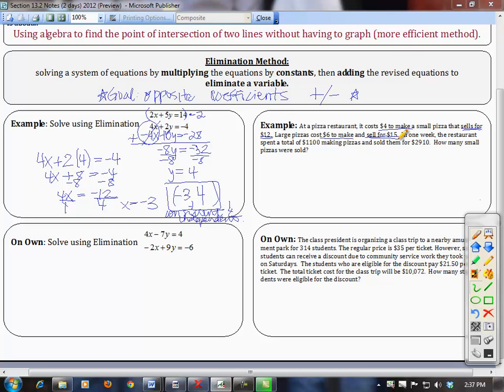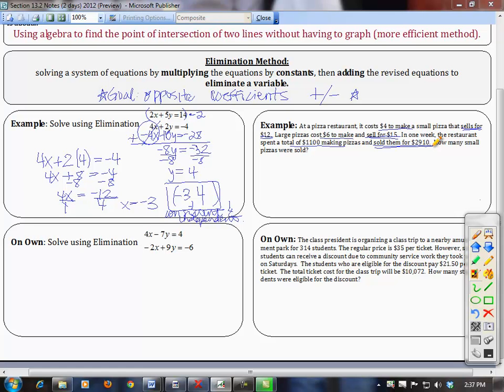In 1 week, a restaurant spent a total making pizzas of $1,100 and sold them, we're talking about selling, for $2,910. So I'm going to double underline that. Okay, so you can kind of see as I'm going through that there are 3 numbers to use in one equation and 3 numbers to use in a second equation.